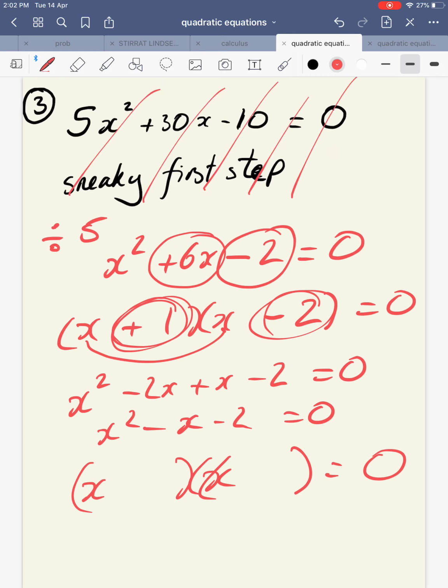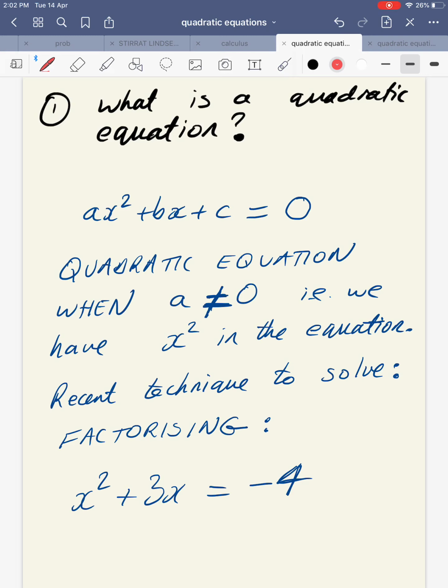The thing is, it does have solutions, we just can't find those solutions by factorising. So we actually have to learn a new technique, and that's what we're going to go on to today or maybe tomorrow's lesson. Okay? So now, what is a quadratic equation?